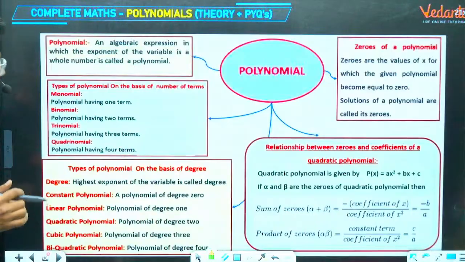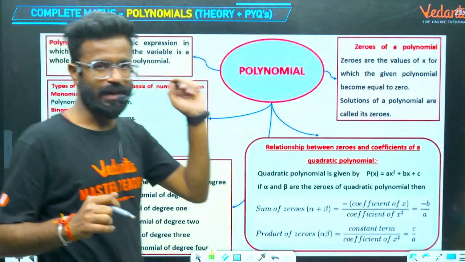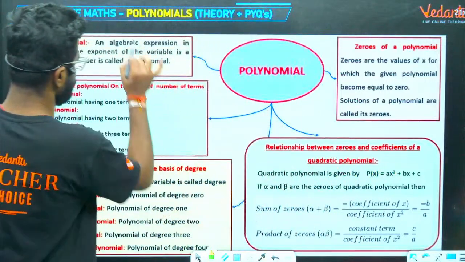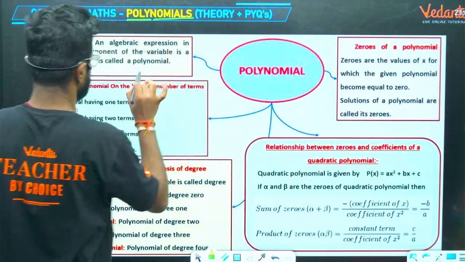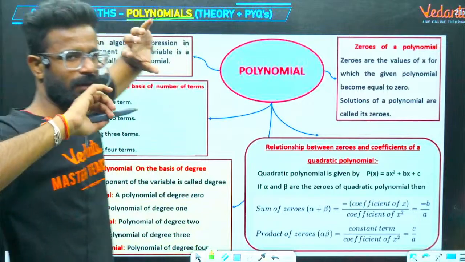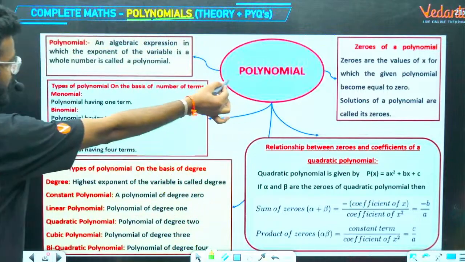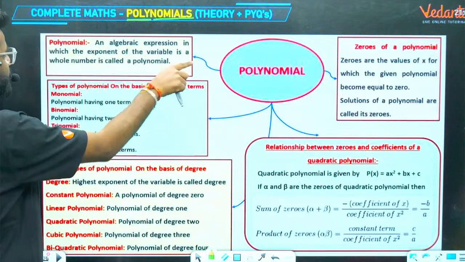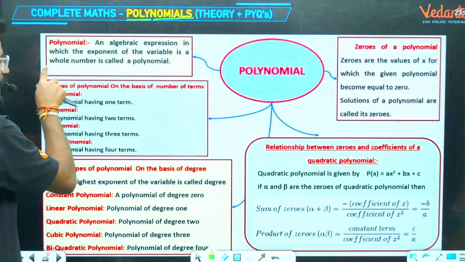Okay, done. So we have a next chapter, that is polynomials. Now poly means many and nomial means terms. We already know the chapter very well. Poly means many and nomial means terms. Polynomial, an algebraic expression in which the exponent of the variable is a whole number.